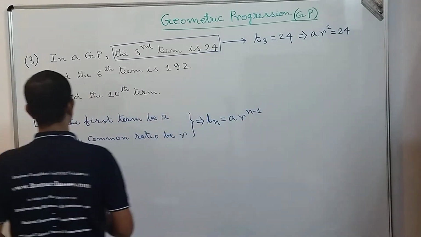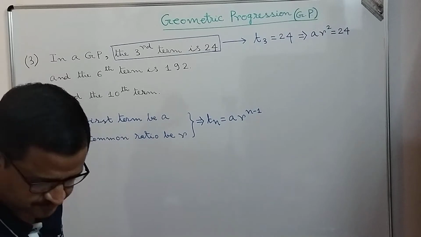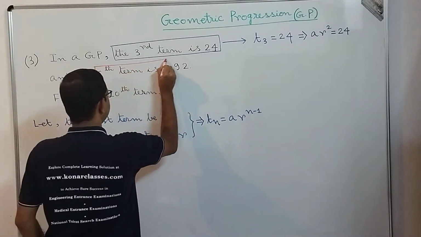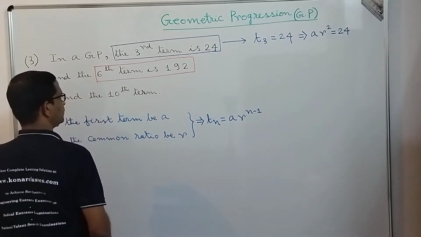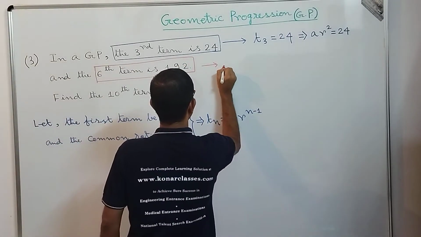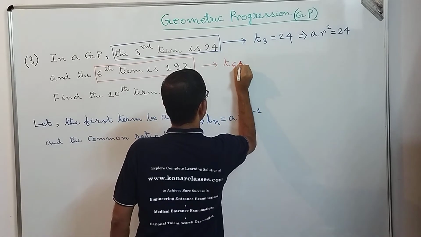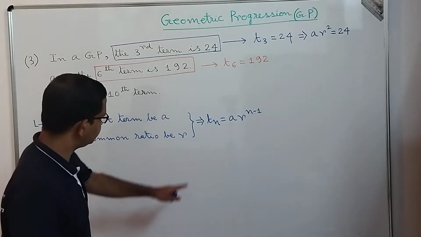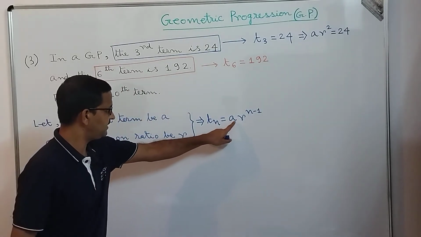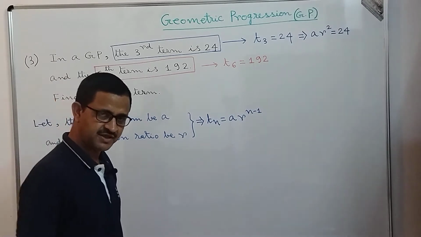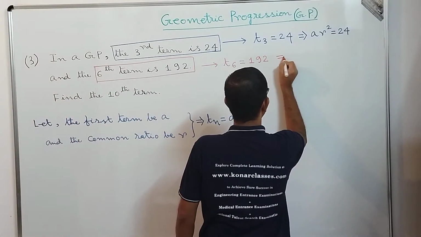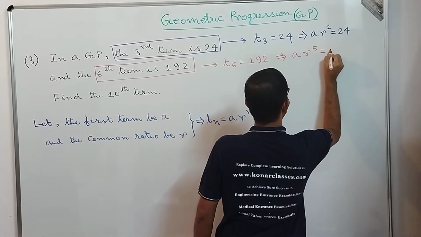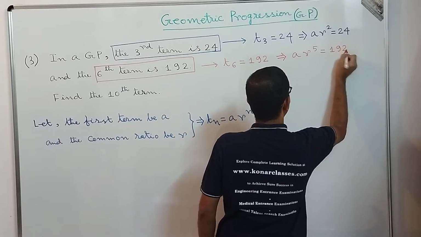Now let's look into the next part. That sixth term is 192. So from here what we can write, dear students, is that T6 is equal to 192. Correct? Now what is T6 according to this formula? A into R to the power 6 minus 1, that means A into R to the power 5. So from here we get A into R to the power 5 is equal to 192.